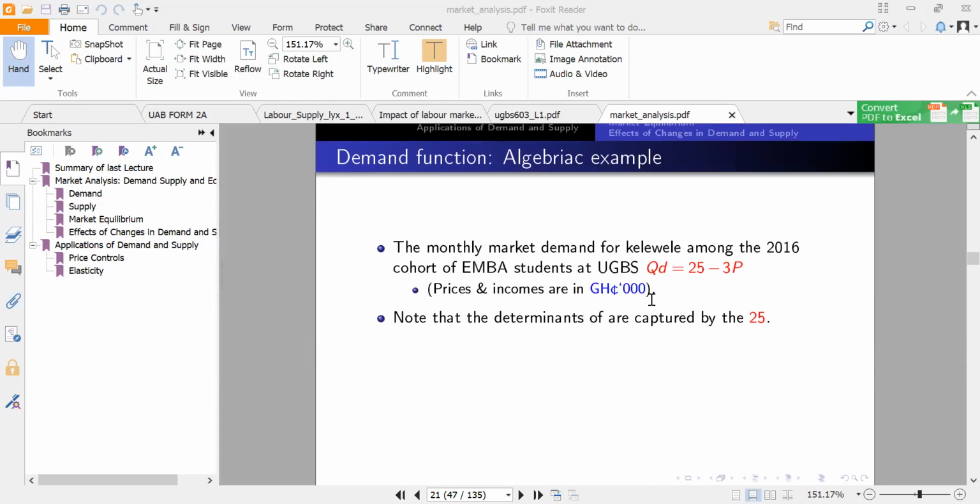Note that the other determinants of price are all captured in the constant. So 25 is a constant. How do you know 25 is a constant? If price is 0, what will be the quantity purchased?